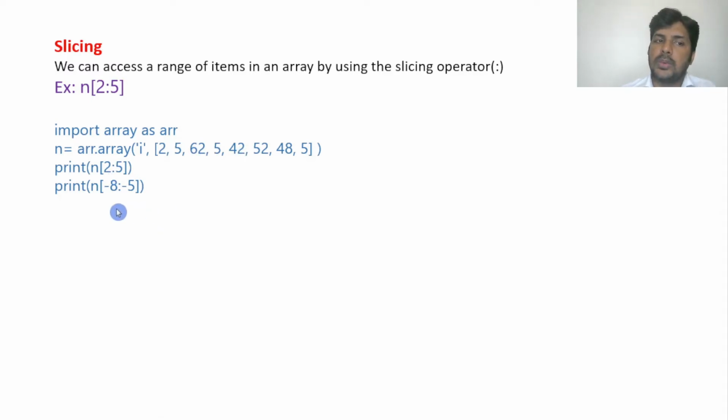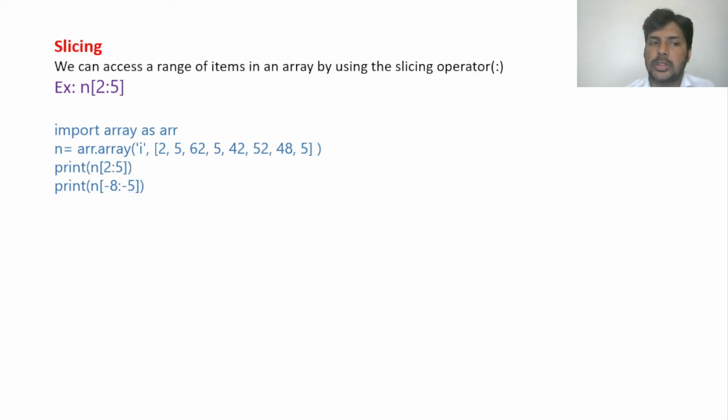In the same way, I can also use negative indexing numbers. -8 to -5. So where is -8? -1, -2, -3, -4, -5, -6, -7, -8. It will print from the 2 and it will stop at 62, because 62 is at the -6 position and I said -5. As I said, when you give the last number, it will stop before the last number. Before -5 what do we have? -6. So it will stop at -6.